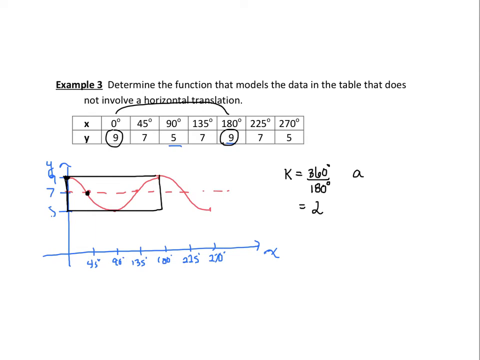The a value is also 2, positive 2, because we're starting at a max point, not a min. And the vertical shift is up 7, so c will be 7. So we'll put those into our equation, and it will become y equals 2 times cos 2x plus 7. And that's the end of this lesson.